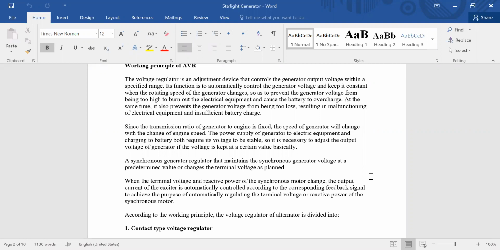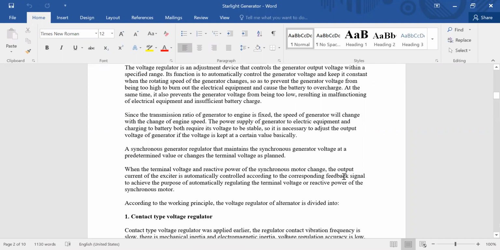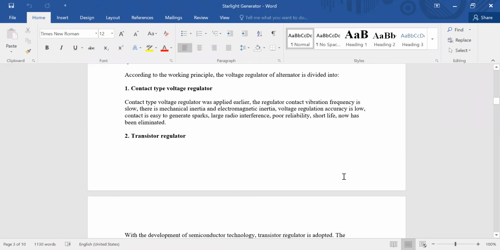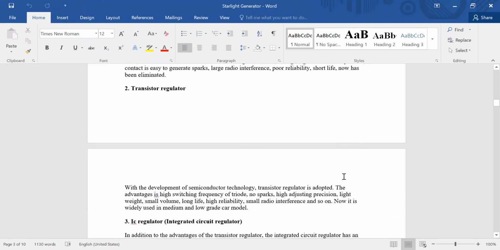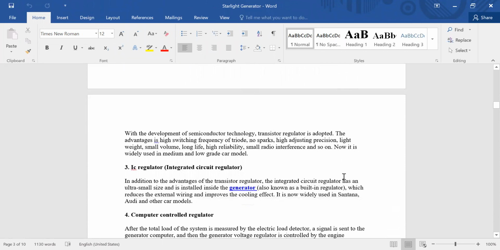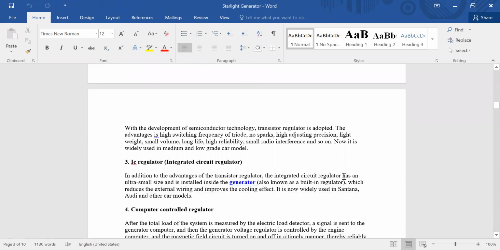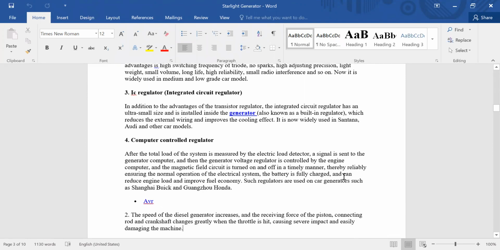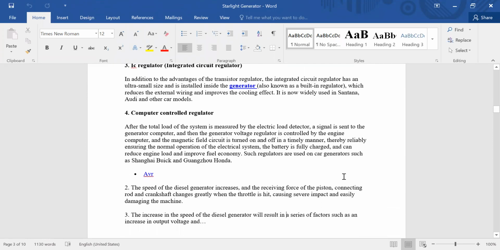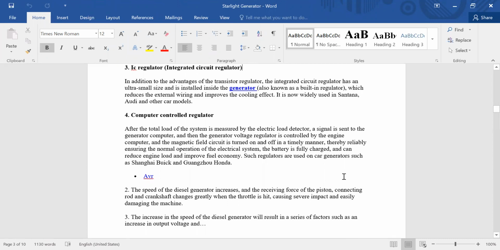So according to the working principle, we are dividing the voltage regulator of alternator into contact type regulator, then transistor type regulator, then IC regulator or integrated circuit regulator. Then we have a computer controlled regulator, right? So we'll discuss it one by one now, right?